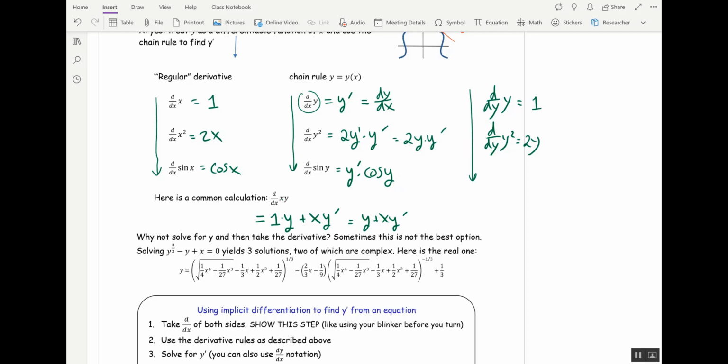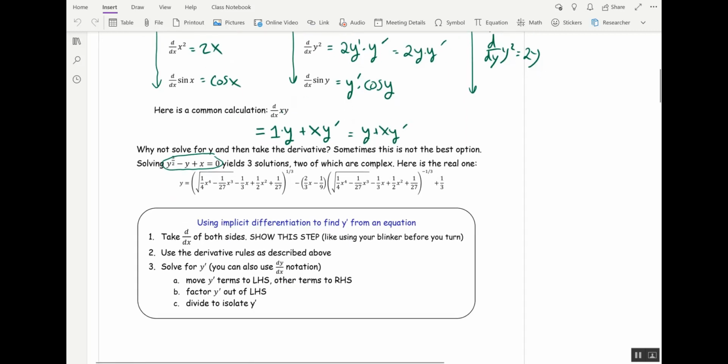Why are we bothering to do this? This is an example where I'm showing you it's not always easy to solve for y, so you can take the derivative directly. If you use a computer to solve this function for y, you get 3 really long answers. 2 are complex, and this one is the real solution. And who would want to take the derivative of that? Nobody. That's a nightmare.